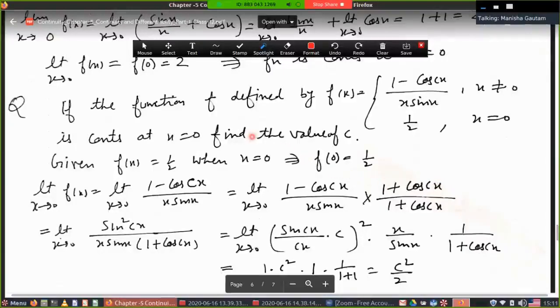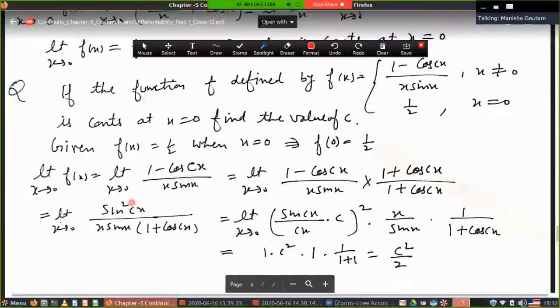If the function f is defined as f(x) equal to 1 minus cos cx, c is any constant, upon x sin x, where x is not equal to 0, and at x equal to 0, y is equal to half. Now, if x is not equal to 0, it means when you tend from left or right, you have to take the function 1 minus cos cx upon x sin x. If x is equal to 0, then the value of y will be equal to half. Okay, f of 0 will be equal to half. Now find out the limit.